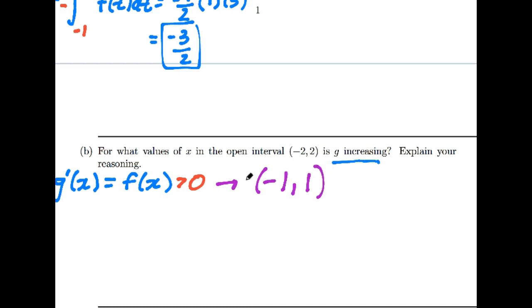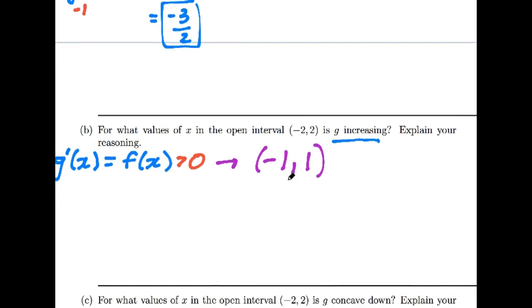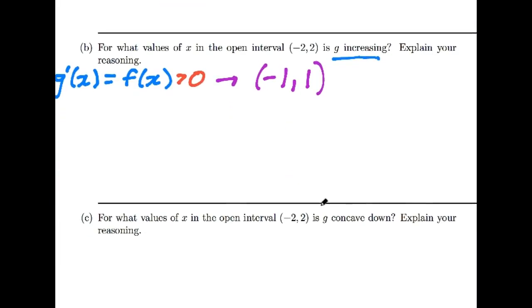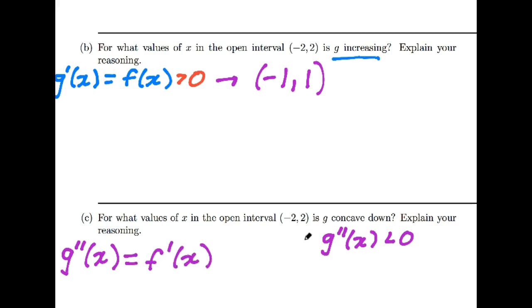Okay, the explanation's here, so that's 2 more points you'd have. Now, concave down. G is concave down when g double prime of x is less than 0. It also means that if the slope, remember from the beginning, g double prime of x is equal to f prime of x. So less than 0, that means negative.